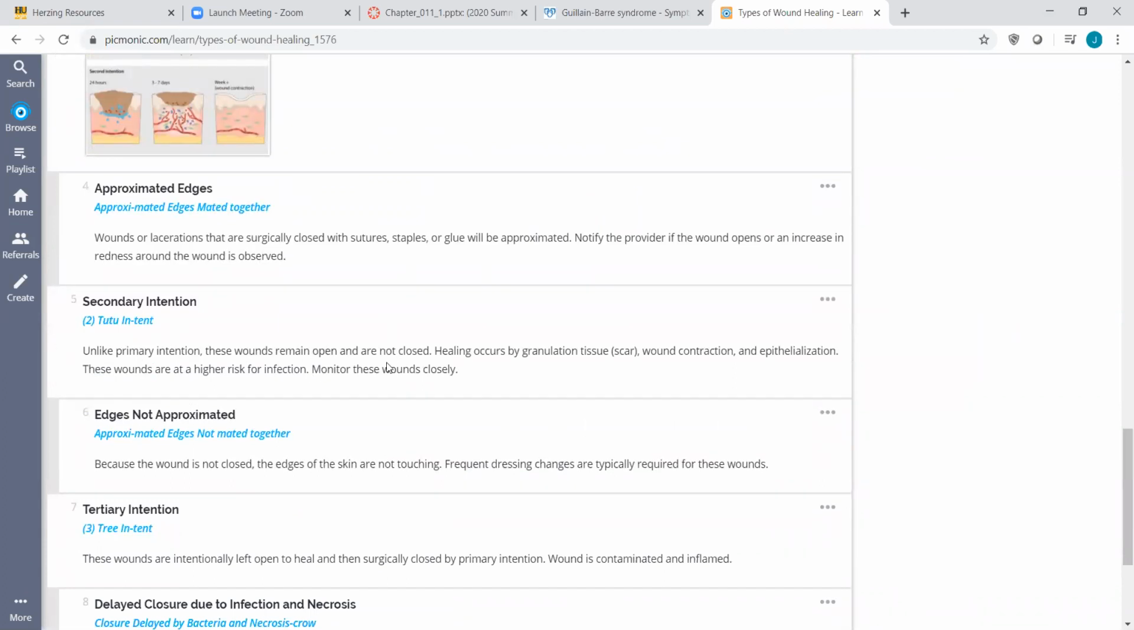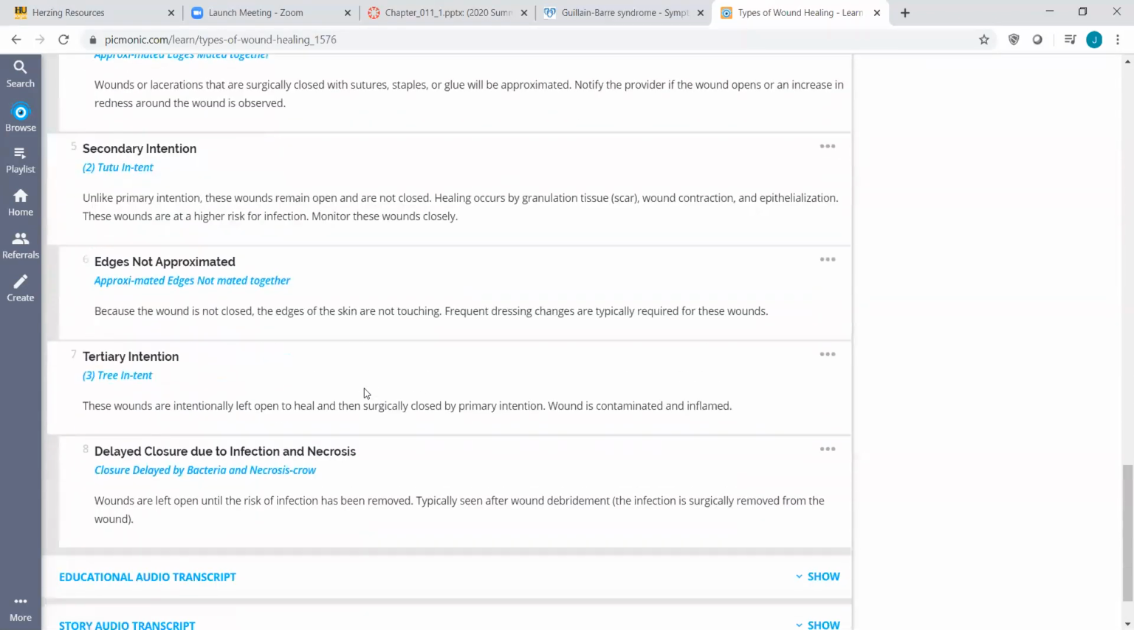So these would remain open, they're not closed. Healing occurs by granulation tissue. You end up with a scar, unfortunately, after that heals up. And then the wounds are at higher risk for infection because they're technically open, and over time that will close up and it'll heal up. It just takes a while.